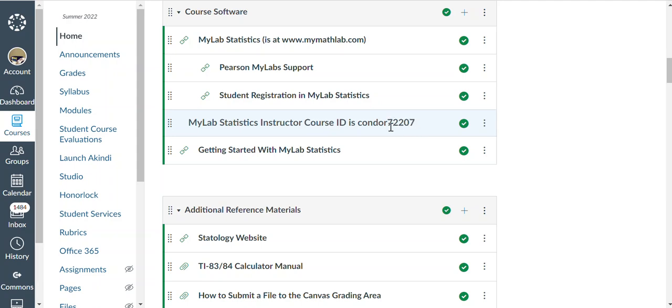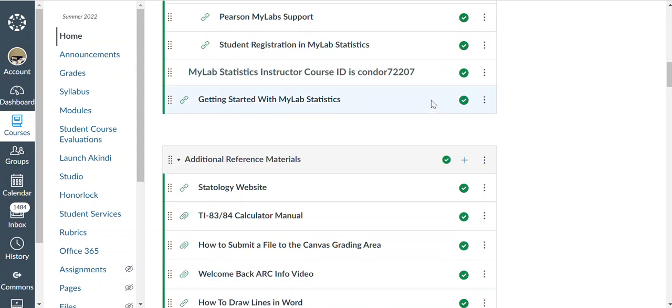72207. You may be in a different section, but regardless, go to your Canvas homepage, scroll down, and you will see your instructor course ID. It will say Condor, then 5 numbers. Everybody goes in the same way. Even instructors, even when I had to go in, I had to put my name and put in the numbers and get my permanent ID and all that stuff.